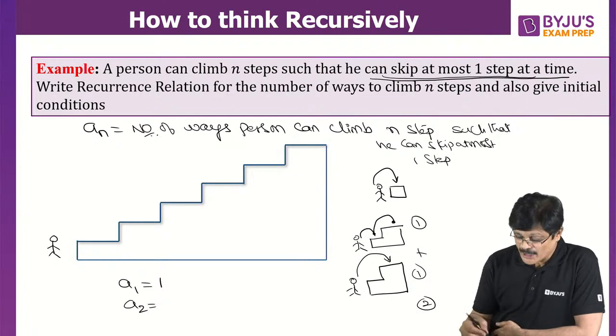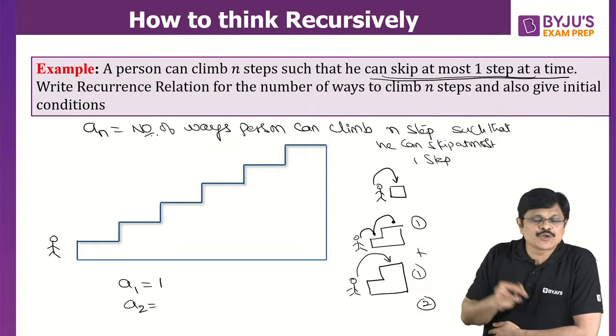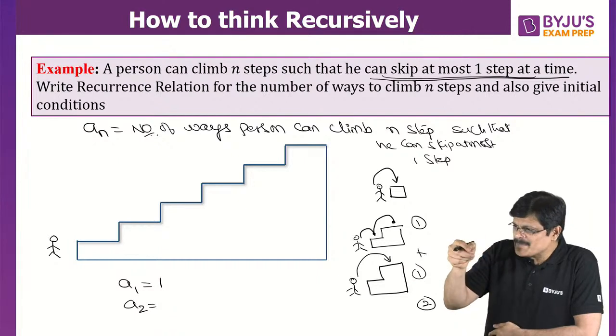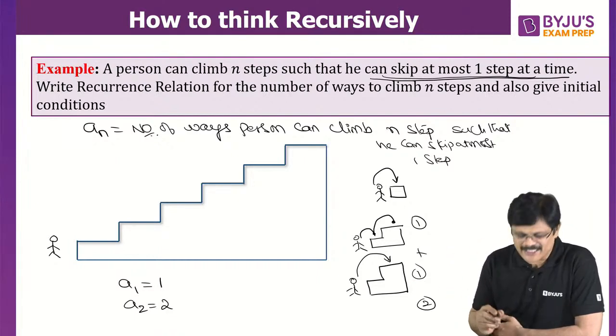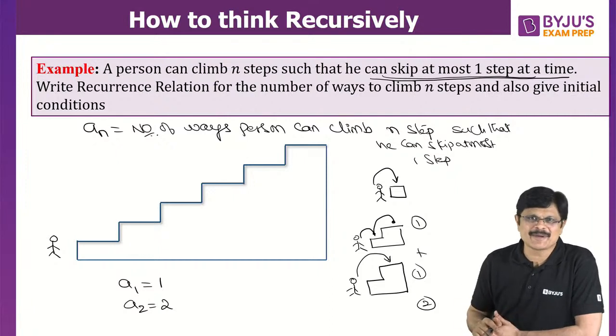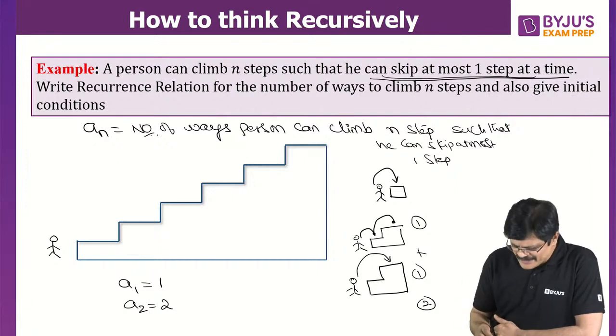If two steps are there, how many ways he can climb? Directly without skipping he can climb, or directly he skips. Very good, Bikram Shahi. Very good. Wonderful. Two ways he can climb. A very simple mathematics, my dear friends. Okay. So you can try this.